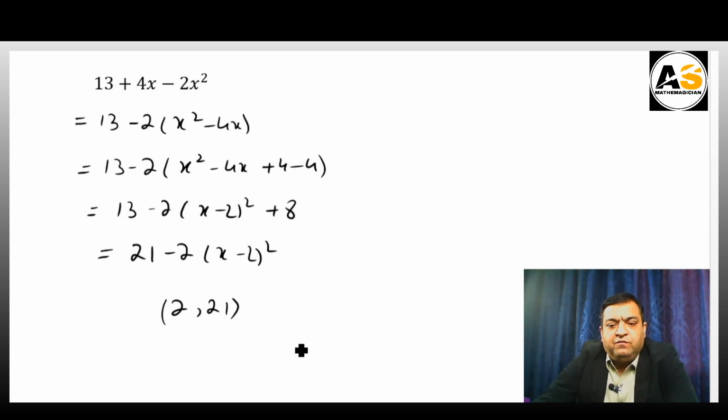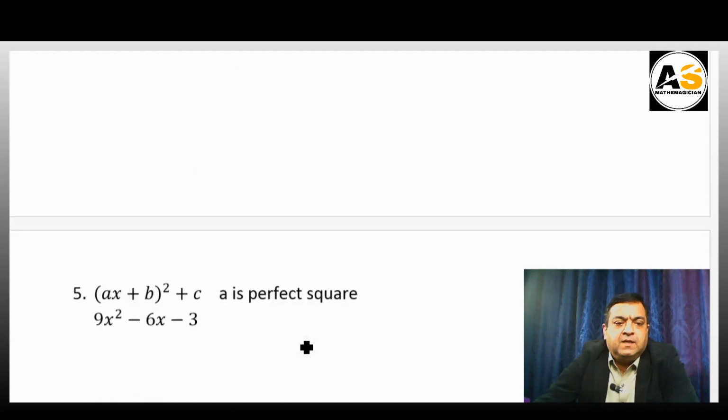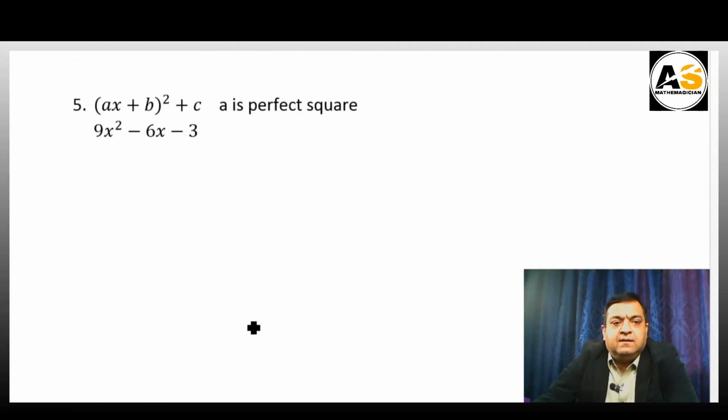So we have gone through the fourth case, in which coefficient was negative, but it was any number other than minus 1. The last case is important. Coefficient of x square is itself a square number. Like in this question, it is 9, which is square of 3. So in this case, we will write this as 3x whole square. And this 3x will be taken out of this, 2 and 3x.